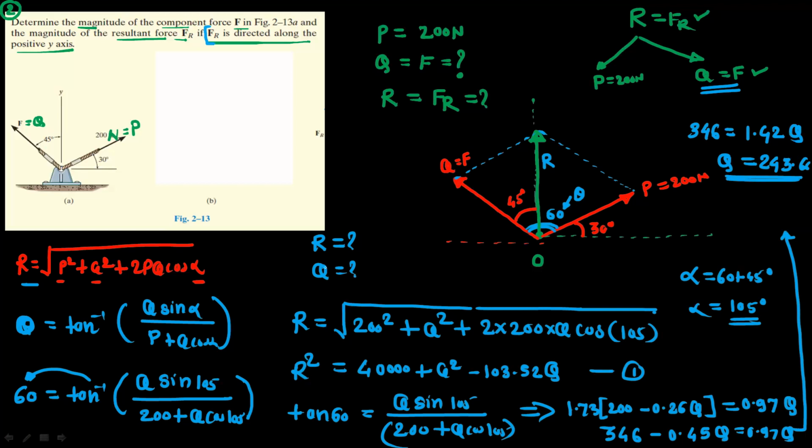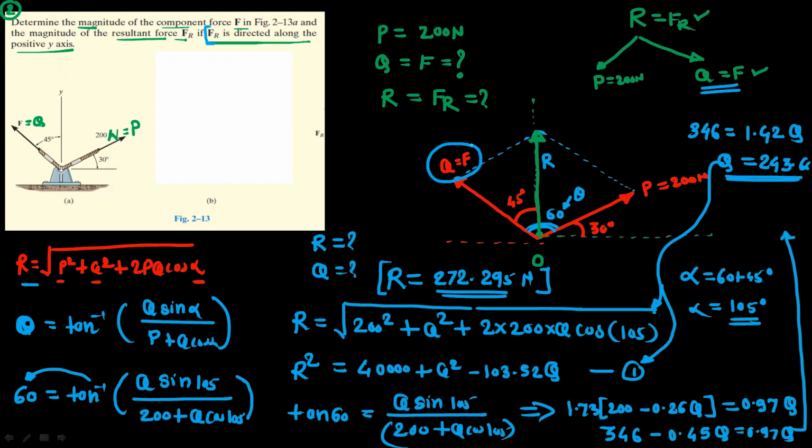And next, put this value in the resultant formula. You can put this value in this equation, or you can put this value in this equation. Okay, you will get the value for the resultant. So the resultant value R is equal to 272.295 Newton. In this way we can determine the resultant and one of the unknown components, which is the force F. So the resultant is 272 and the force Q is 243.66. So your basic equations are, one for the resultant and second for the angle theta. In this way, you can use the law of parallelogram of forces to determine the resultant.